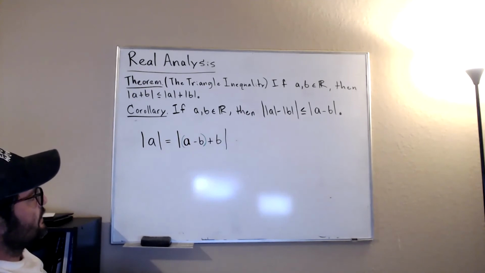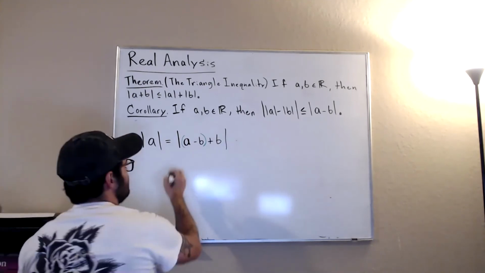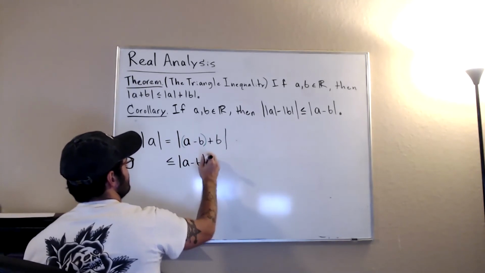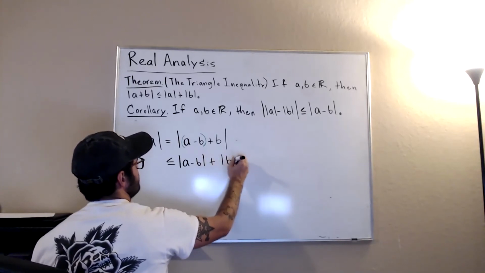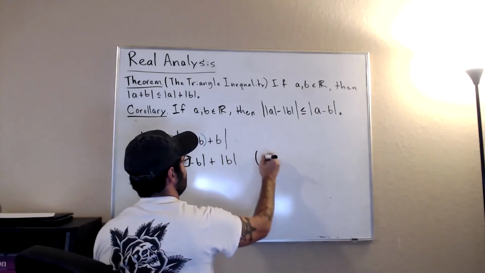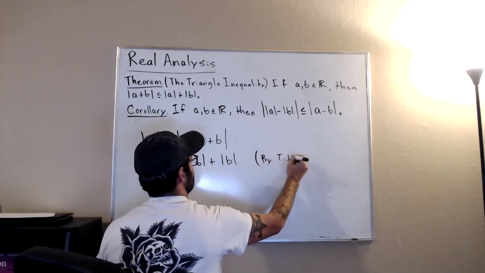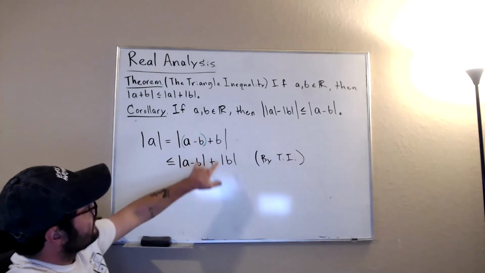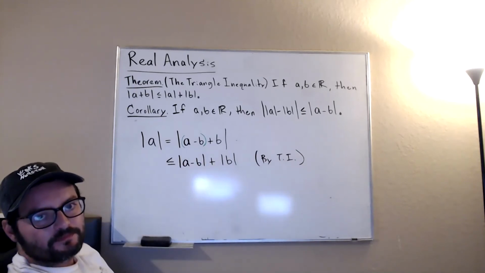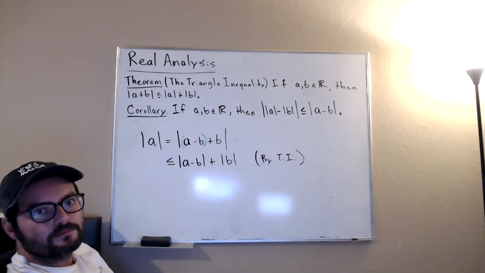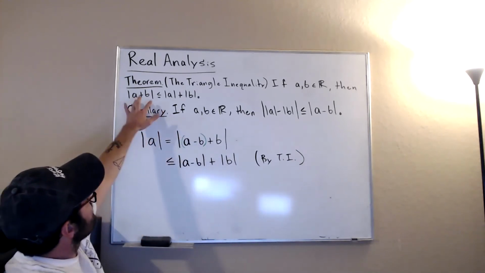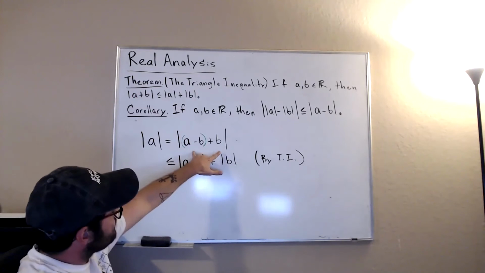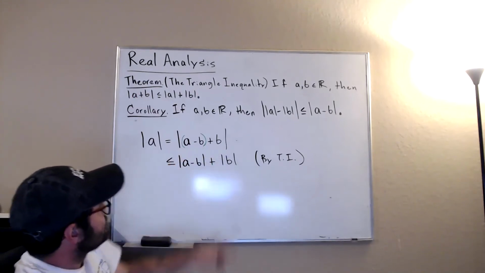I'm going to look at it like this, and then by the triangle inequality, we say that this is less than or equal to the first thing plus the absolute value of the second. This is by the triangle inequality. Do you believe me that this is less than or equal to that? Okay, because we proved it, right? The absolute value of the sum is at most the sum of the absolute values.